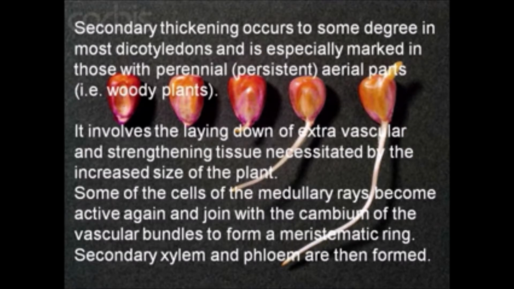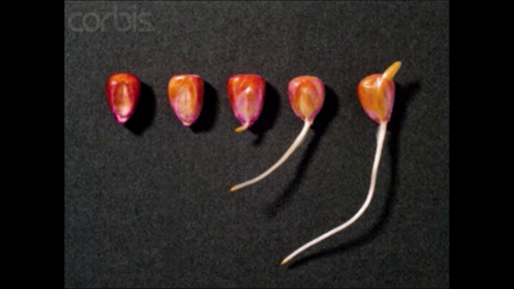Secondary thickening occurs to some degree in most dicotyledons and is especially marked in those with perennial aerial parts. It involves the laying down of extravascular and strengthening tissue necessitated by the increased size of the plant. Some of the cells of the medullary rays become active again and join with the cambium of the vascular bundles to form a meristematic ring. Secondary xylem and phloem are then formed.